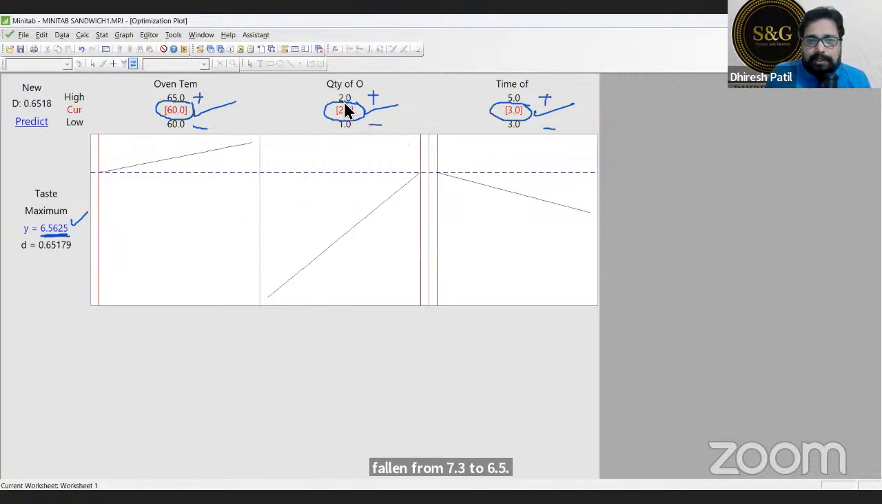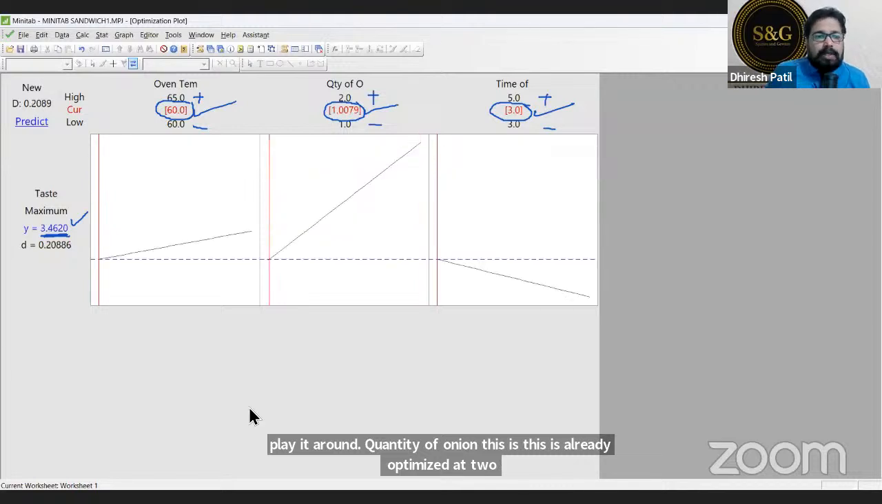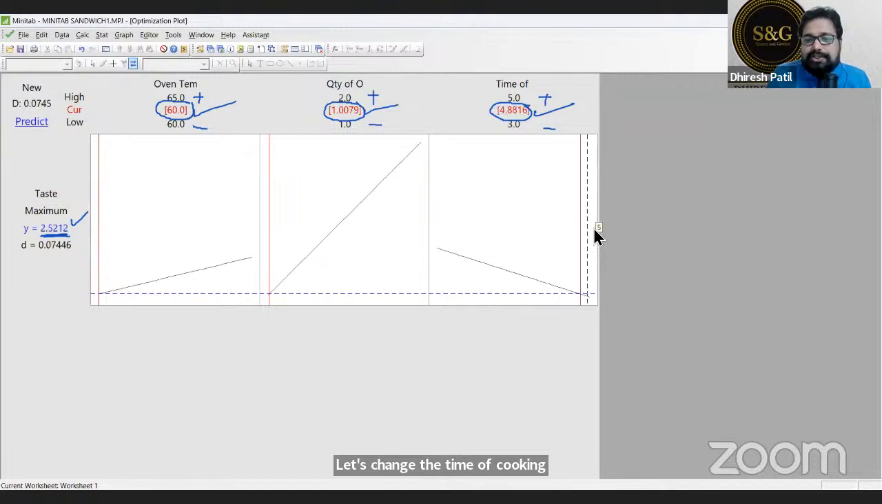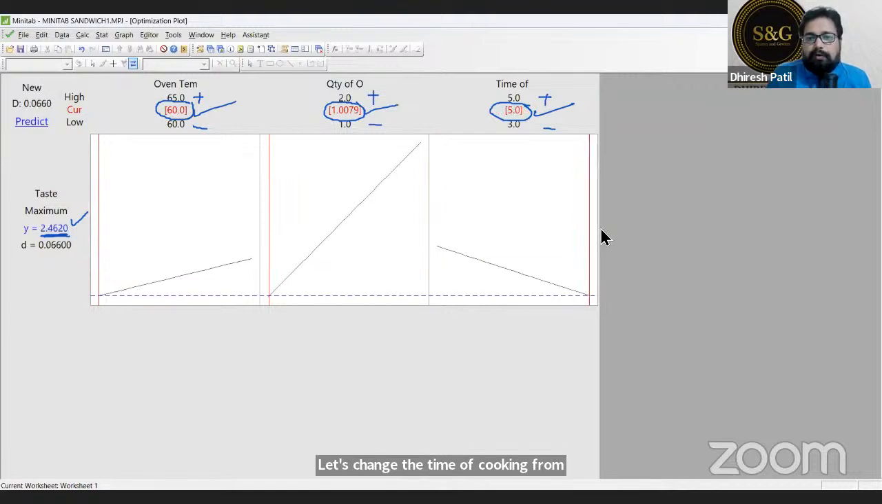Just play around. Quantity of onion is already optimized at 2. Let's put it at 1. Look at the taste, 3.4, because the quantity of onion is the maximum impact making factor. Okay. Let's change the time of cooking from 3 minutes to 5 minutes. Once I take it to 5 minutes, look at my test drop to 2.4 out of 10.